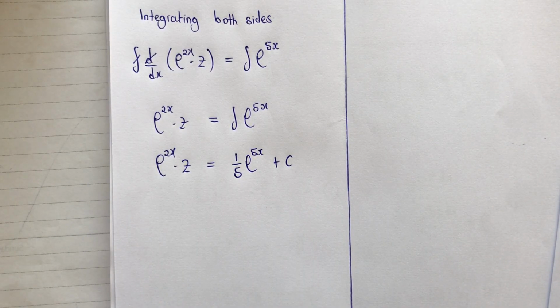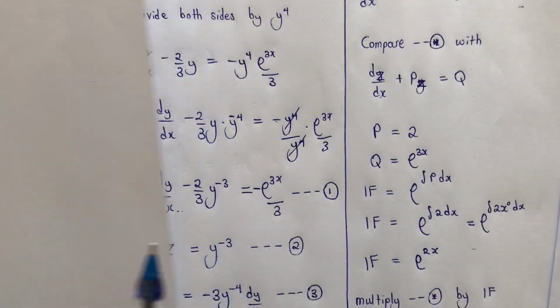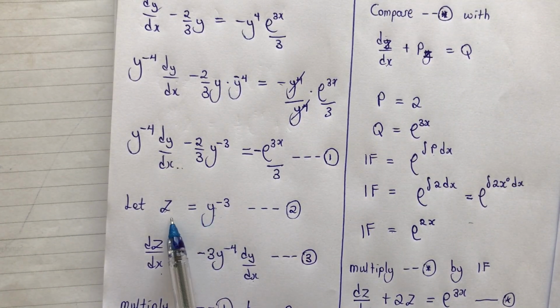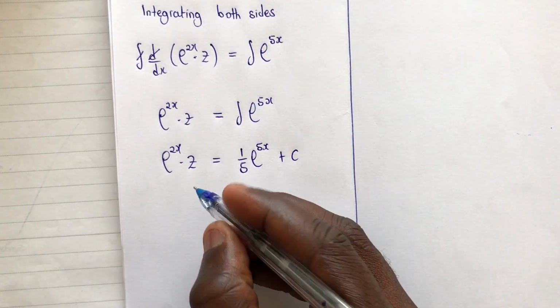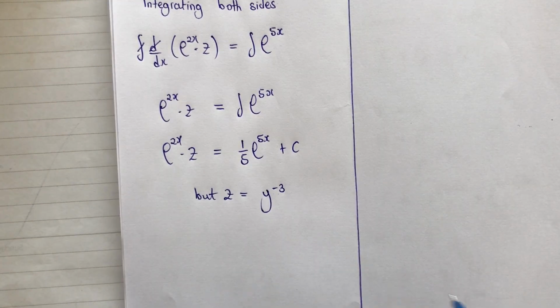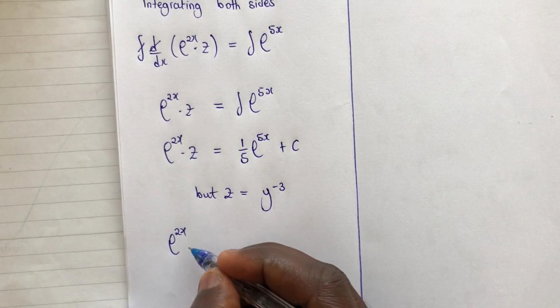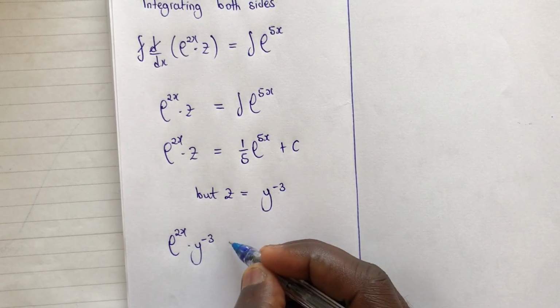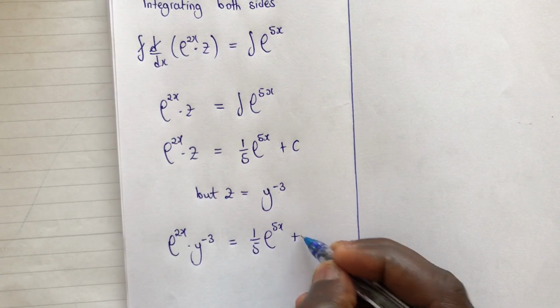Now go back again, we are not done. In equation 2, we said let z be equal to something. You said that z is equal to y to the power minus 3. We must substitute that. So when I put that in, I have e^(2x) times y^(-3) equal to 1 over 5 e raised to the power 5x plus c.